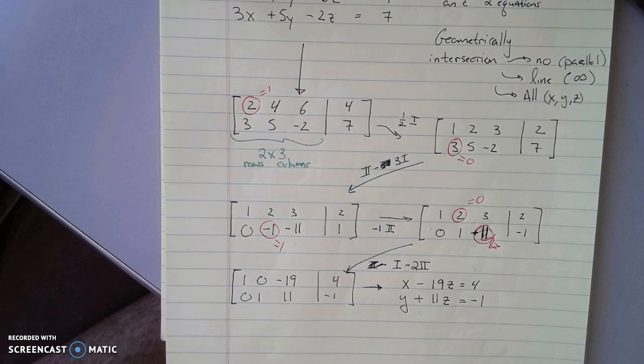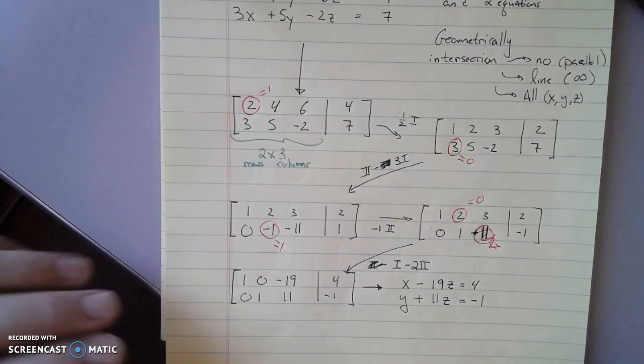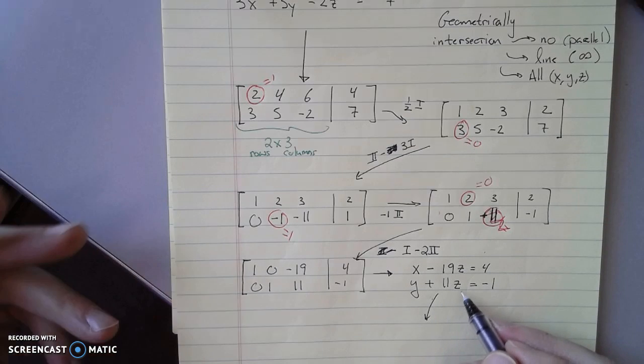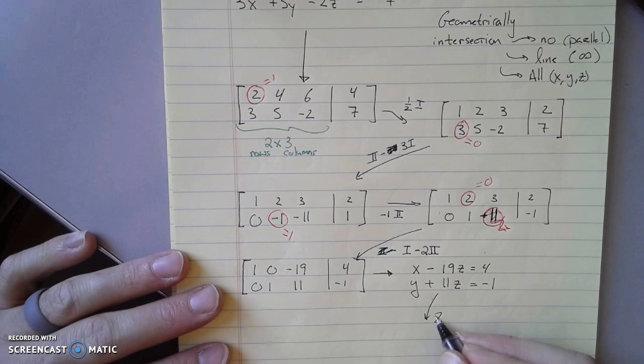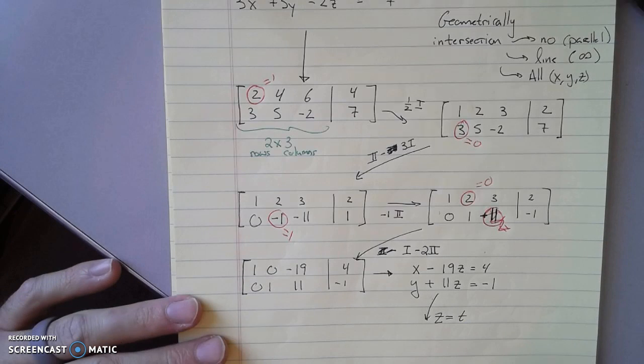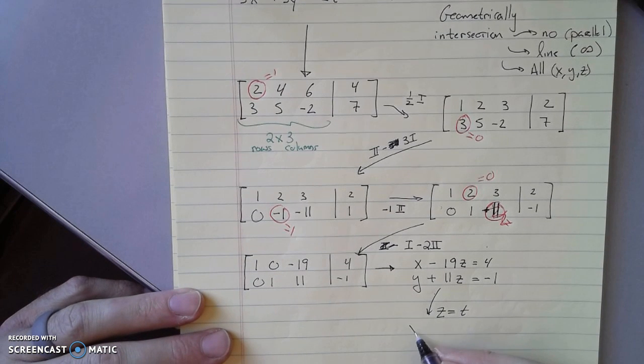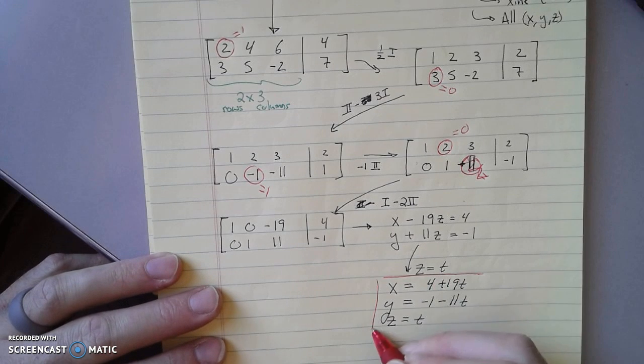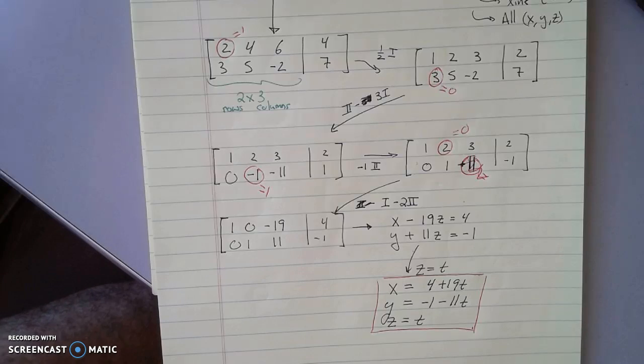So here's what you do, essentially. A couple options here. Usually, what we'll do is we pick one of these letters, the common one. There should be a common one, z, say. And we're going to say, well, z equals t from now on. We're going to parameterize this. And then solve for x. So then x equals 4 plus 19t. Y equals negative 1 minus 11t. And then z equals t. And so what we've done here is to parameterize a line.